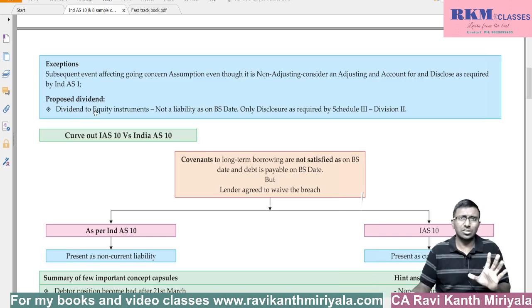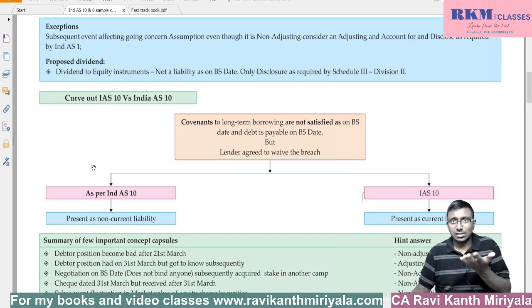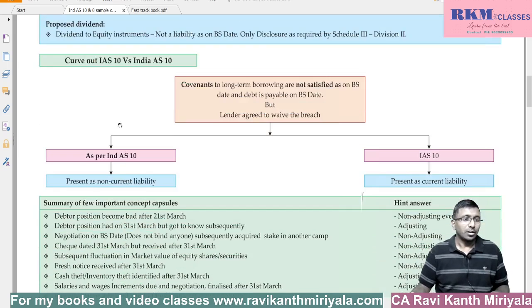One line is sufficient. You already studied the main book. This is a summary just before the exam, which you want to review, right? Next, what is the carve out? Yes, carve outs are also provided here, because that is part of your syllabus, my dear. Ind AS 10 versus IAS 10.